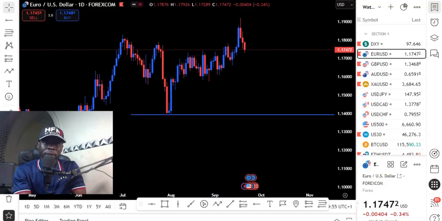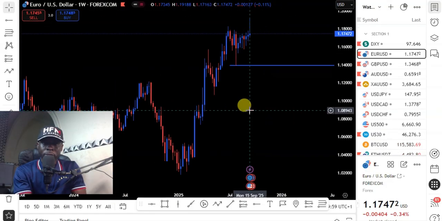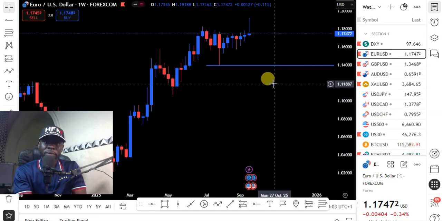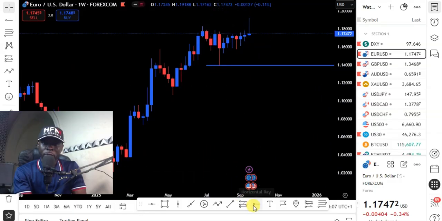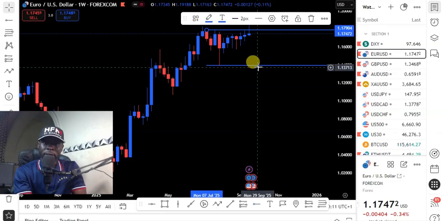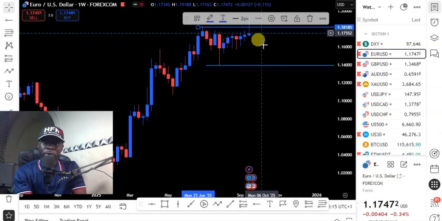EURUSD, let's start our analysis from the weekly chart. EURUSD last week closed on a resistance level, and this week price also closed on a resistance level. Last week I said I expect price to take a supply before we see a possible down, and price did, by taking this supply before pushing lower now. So price closed below the resistance again.